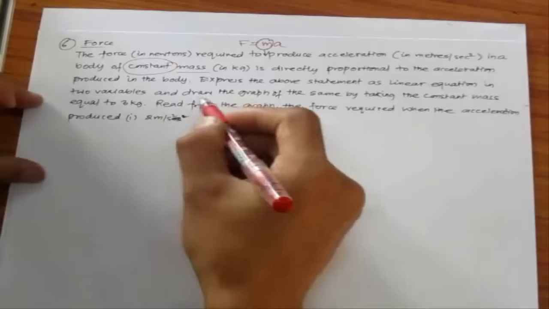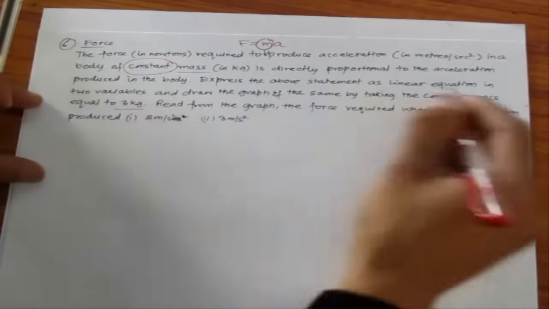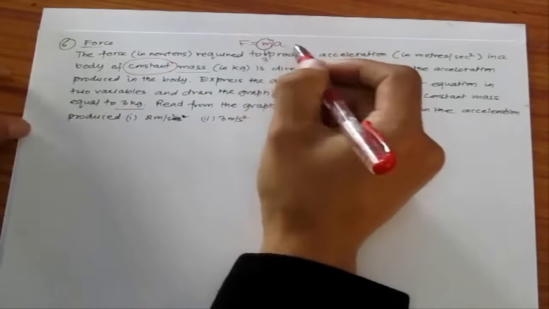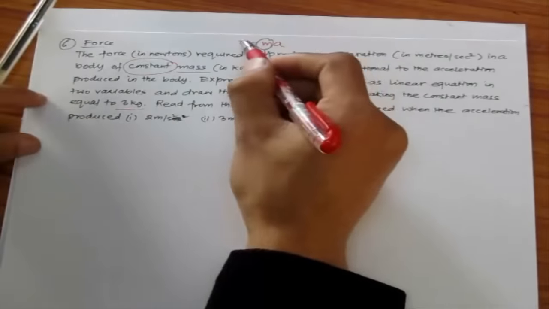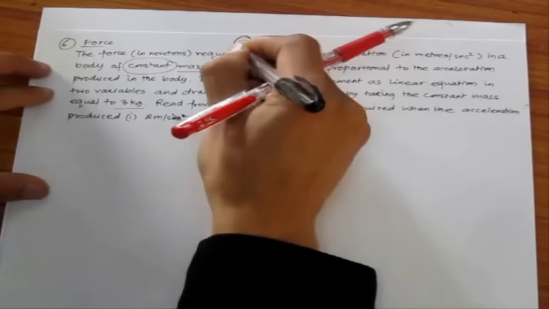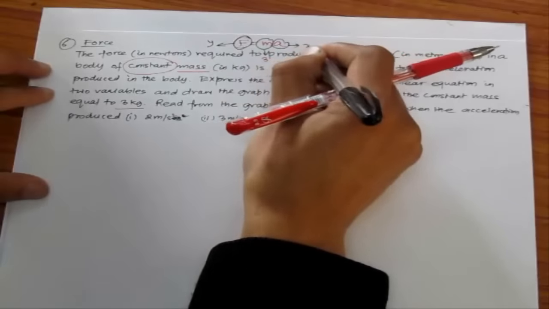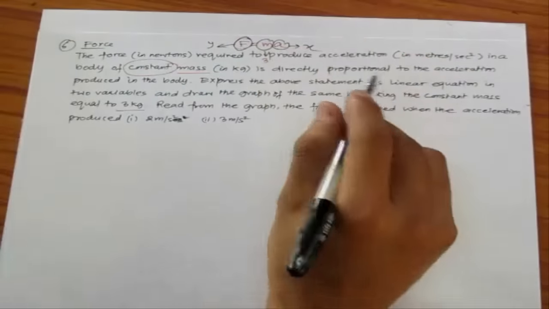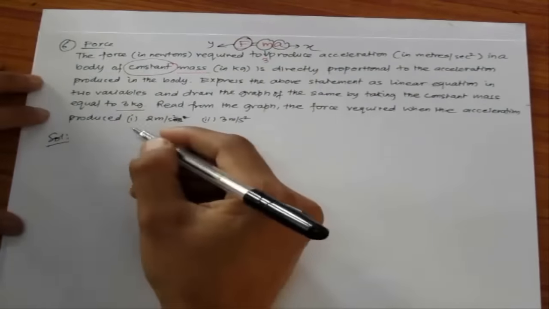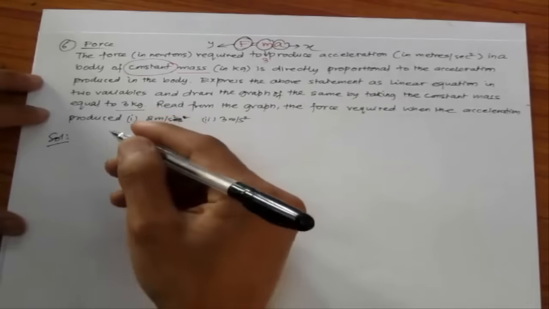So we go down and draw the graph of the same by taking the constant mass equal to 3. Then we have two variables, F and a, so force and acceleration. Force we are going to take as y, and acceleration we are going to write as x. So we are going to express it as a linear equation in two variables. Mass is taken as a constant.